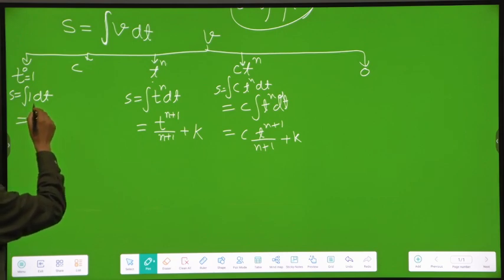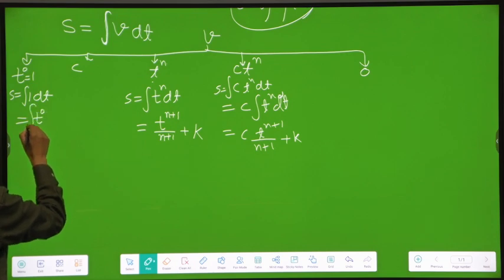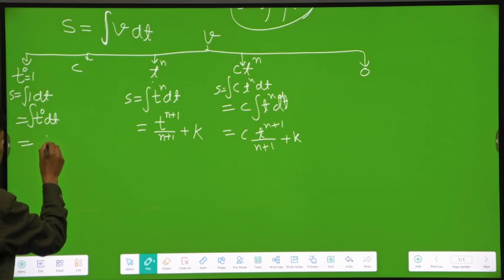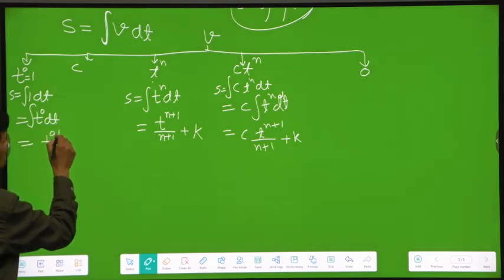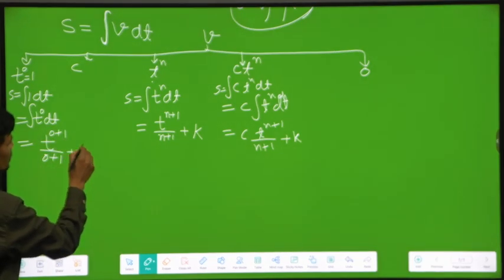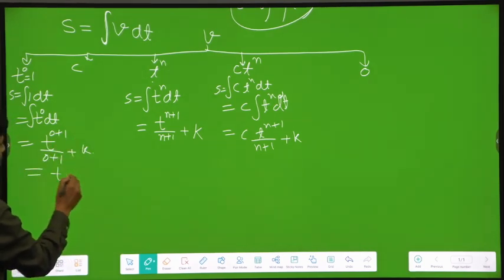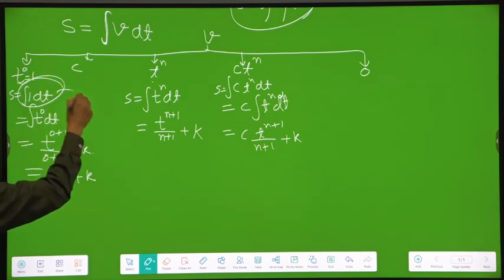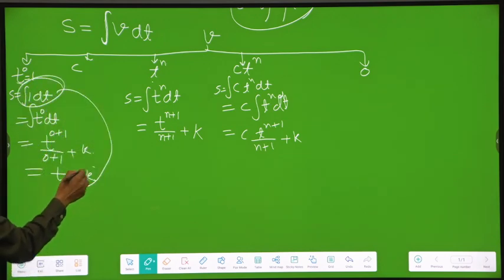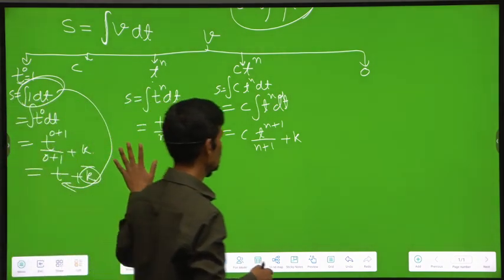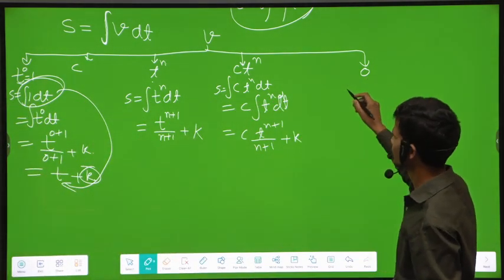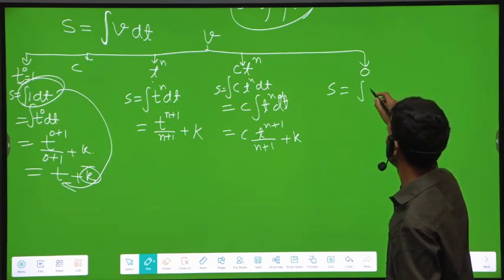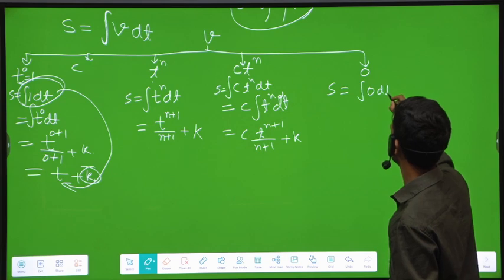So 1 can be written as t to the power 0 dt. Now we'll follow this formula. So that will be t to the power 0 plus 1 upon 0 plus 1 plus some constant. So there it is, t plus k. We can directly say that integration of dt is t plus k. What is this k? I'm explaining it here. S is equal to integration of 0 dt.